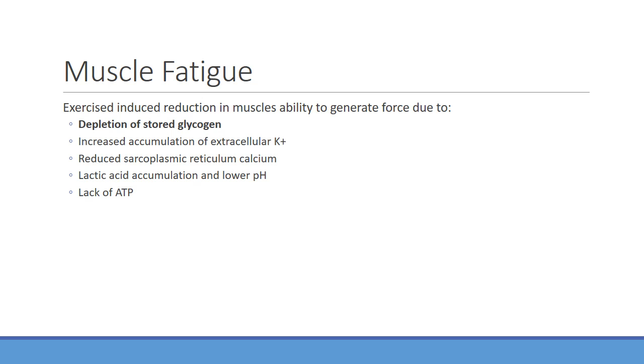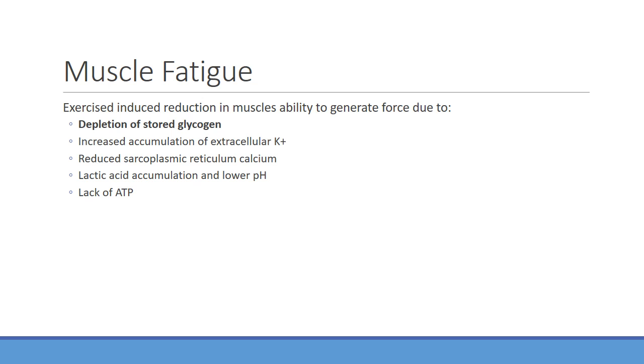You can also find other things that can affect this. So things like increased accumulation of extracellular potassium that can affect things like the resting membrane potential, especially if you don't have enough time for those sodium potassium pumps to be working to kind of reset the resting membrane potential. That could be one thing that can lead to fatigue of the muscles. Say if you had reduced sarcoplasmic reticulum calcium, that can help as well. Lactic acid accumulation and lower pH certainly can do this in addition.